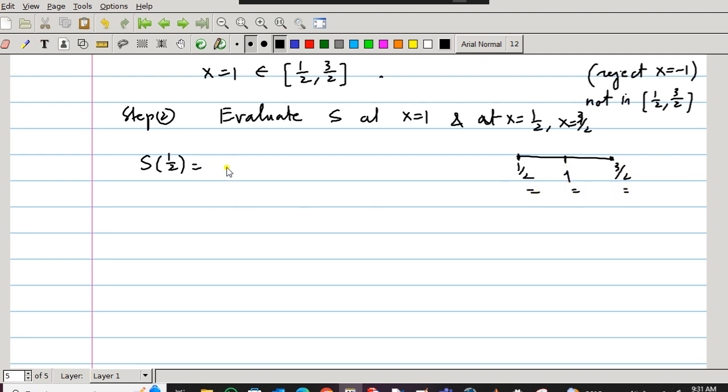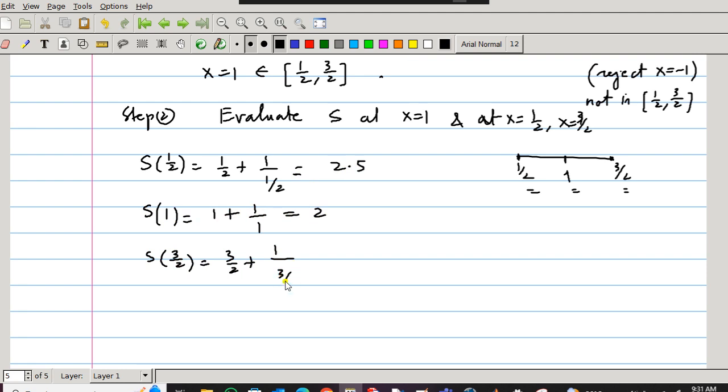evaluate my s. So s was 1 by 2 plus its reciprocal. So that is 2. So 2 plus 1 by 2 is 2.5, 5 by 2. Then s at 1, 1 plus its reciprocal, so that is 2. And s at 3 by 2, so that is 3 by 2 plus 2 by 3. So 1 over 3 by 2 is 2 by 3.